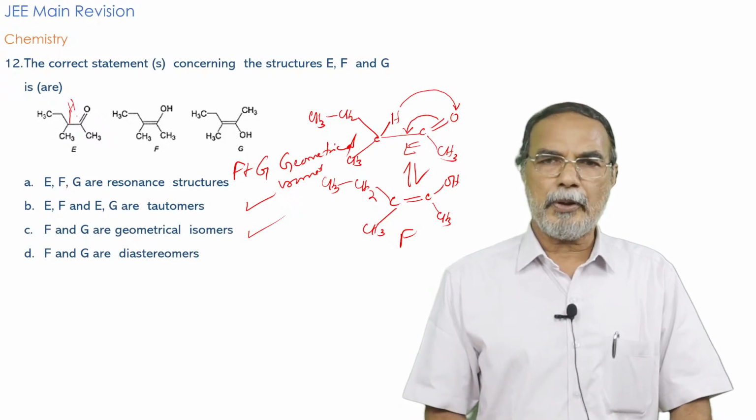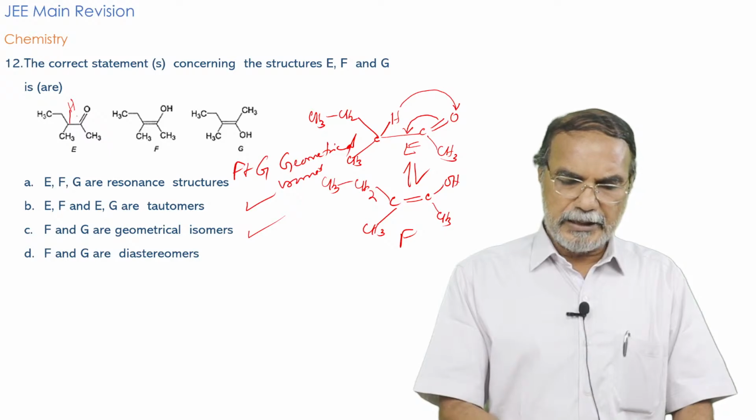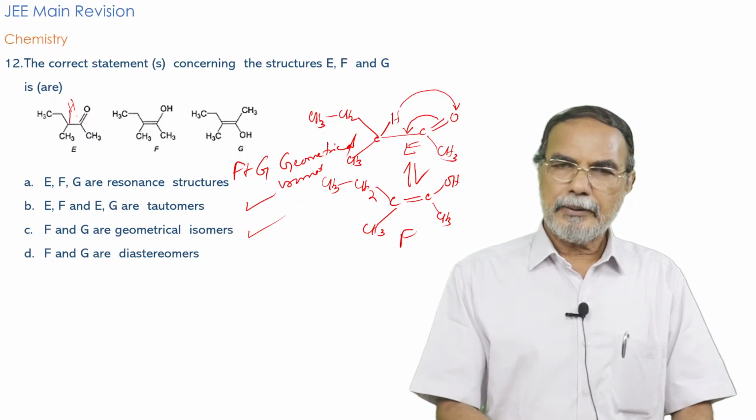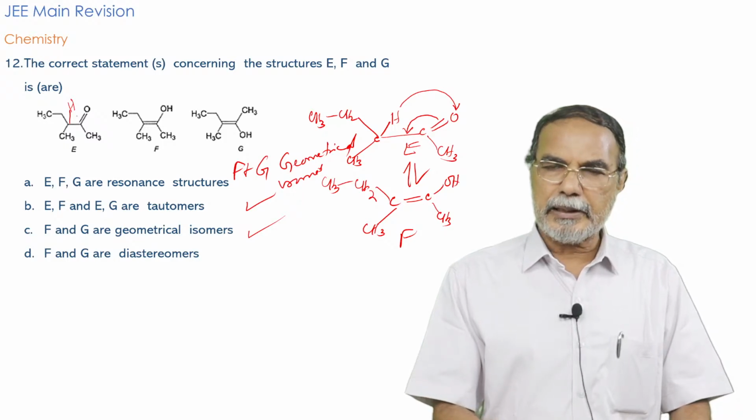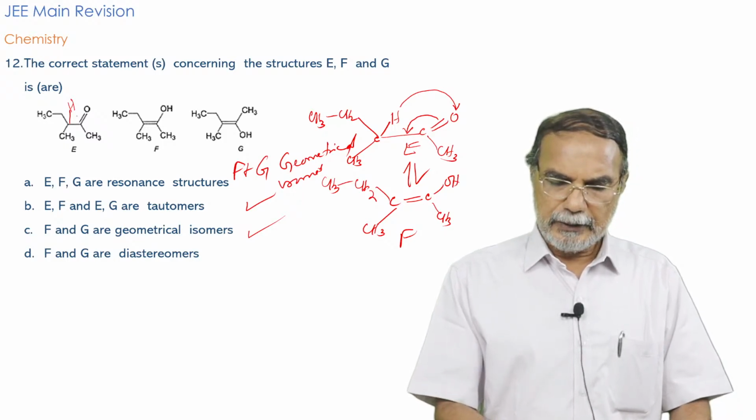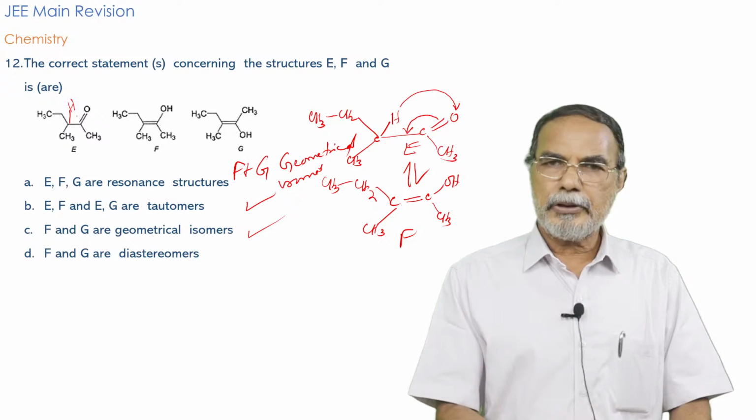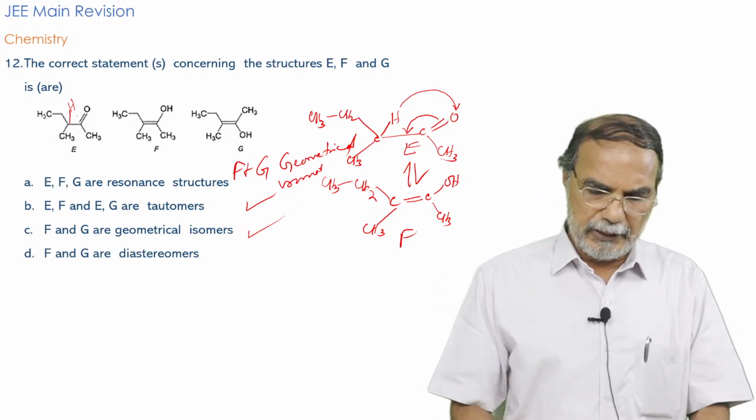I hope you follow the point. Structure E and structure F are related as tautomers. Structure E and structure G are related as tautomers. F and G are related as geometrical isomers. Therefore, statements B and C are correct.